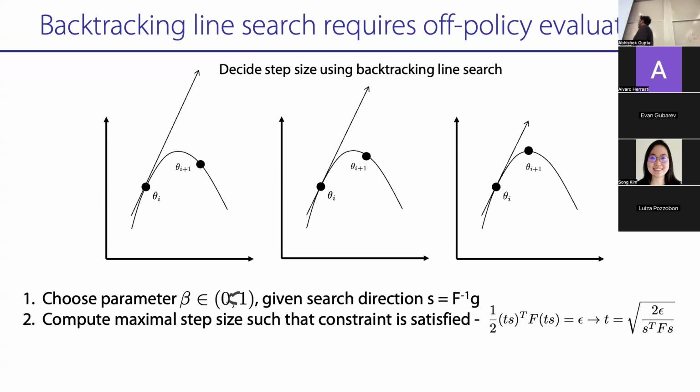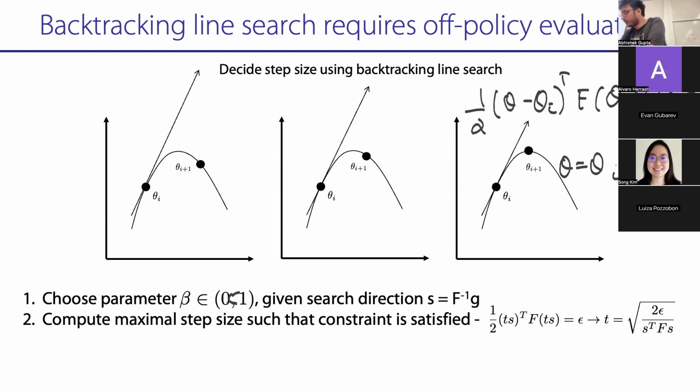You're then going to start by finding the step size that maxes out my quadratic constraint, right? My quadratic constraint, if you remember, was half (theta minus theta i) transpose F (theta minus theta i) less than or equal to epsilon. If you remember natural policy gradient, we had this quadratic constraint, which is the second order Taylor approximation to the KL divergence. So if I set theta to theta i plus Ts and plug it in here, I get half Ts transpose F Ts is less than or equal to epsilon.